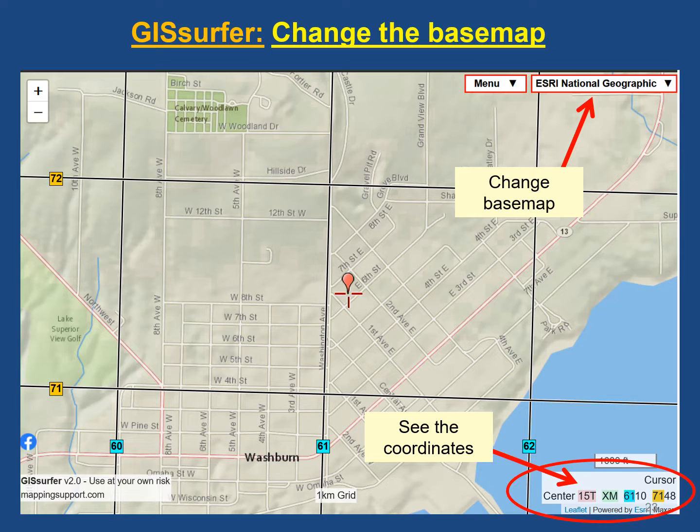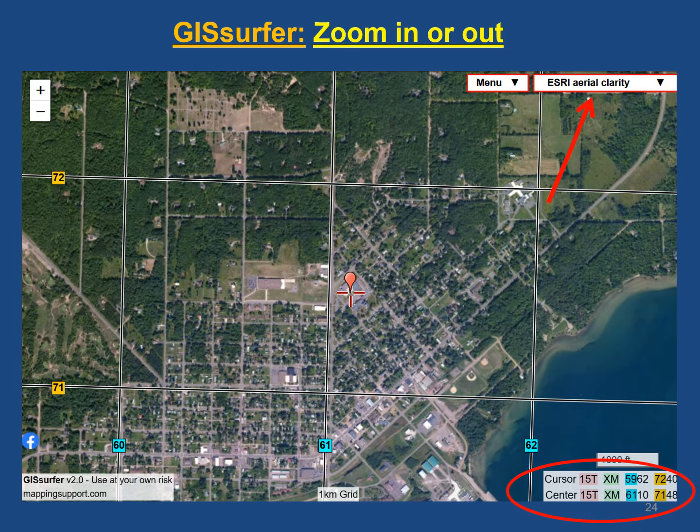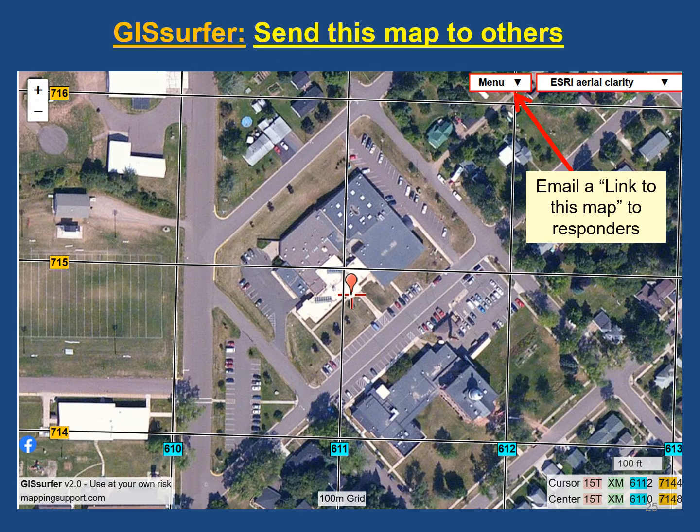For example, if you want to see a satellite view, it'll show the same site in satellite view so you can look at vegetation and topography, etc. Then you can zoom in for a closer look, and you can even share this live map with your responders in the field, or the caller, by clicking on Menu, get a link to this map.